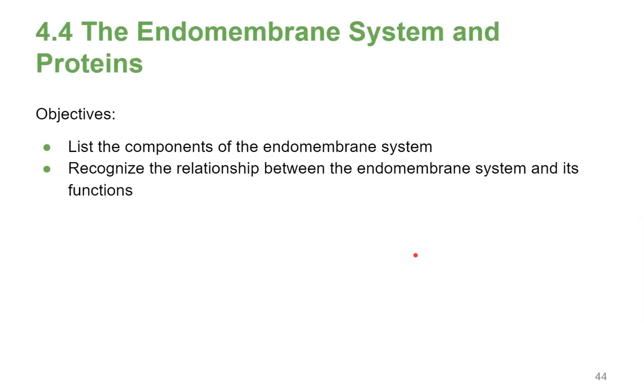Okay, so 4.4 is the endomembrane system and proteins. This system functions to create protein for use for the cell itself or for export. So we're going to talk about the components of the endomembrane system, and then we will talk about the relationship of each part.